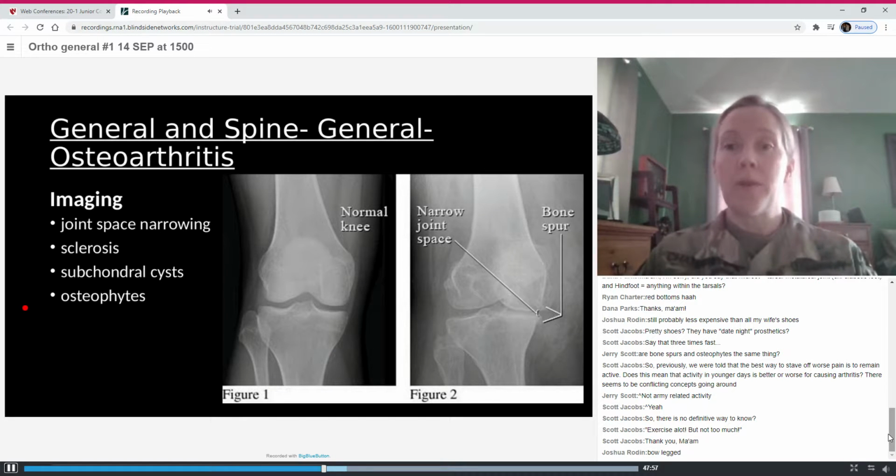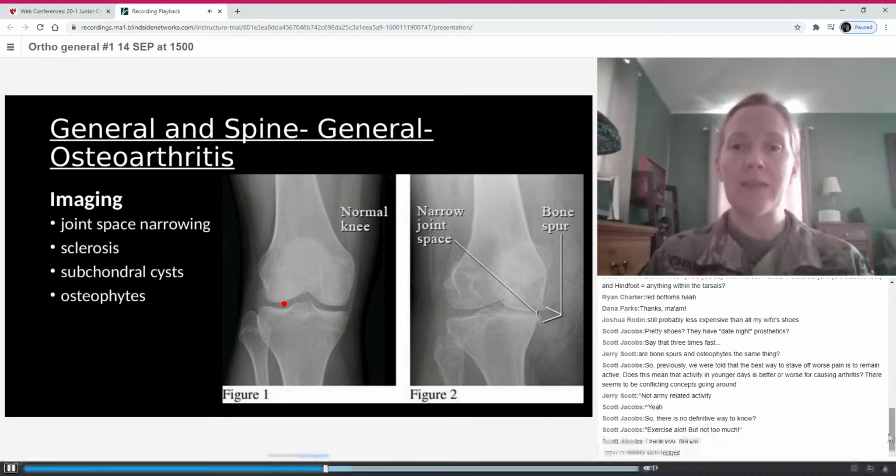Okay, with imaging, I kind of talked through all of these when I was talking through the basic pathology. So again, here's our weight-bearing knee that's normal, and between the femur and the tibia, what is creating this black space is the cartilage. And we can't see it because it's not radiopaque, but that is what's causing this space.